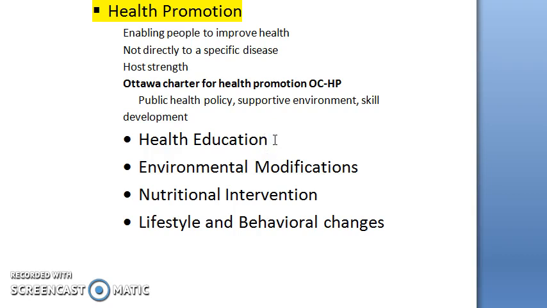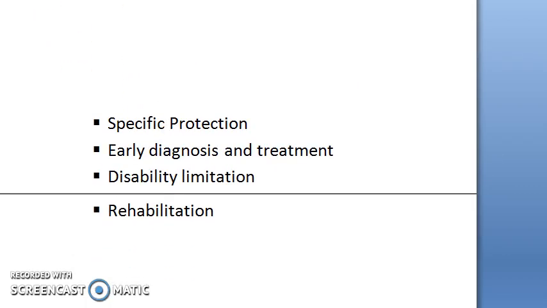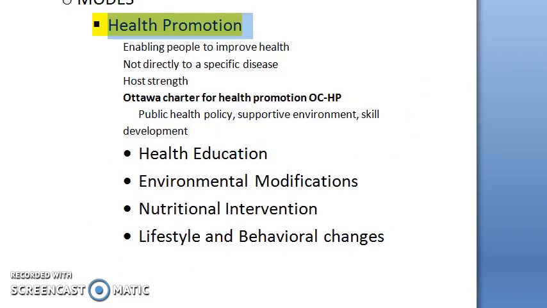Now health education. See, community medicine is like this. You have to remember a lot of things under the points. So let me just recap for you. We are looking at modes of intervention, right? Under that, there are 5 modes of intervention. What are the 5 modes of intervention? First one is health promotion. Then you have specific protection, early diagnosis and treatment, disability limitation and rehabilitation. Now we are in health promotion. In health promotion, you have 4 things: health education, environmental modification, nutritional intervention, and then the last one is lifestyle and behavioral changes. Now coming to health education, let me explain health education to you. So health education basically is what and all you'll have to write here. This is cost effective.